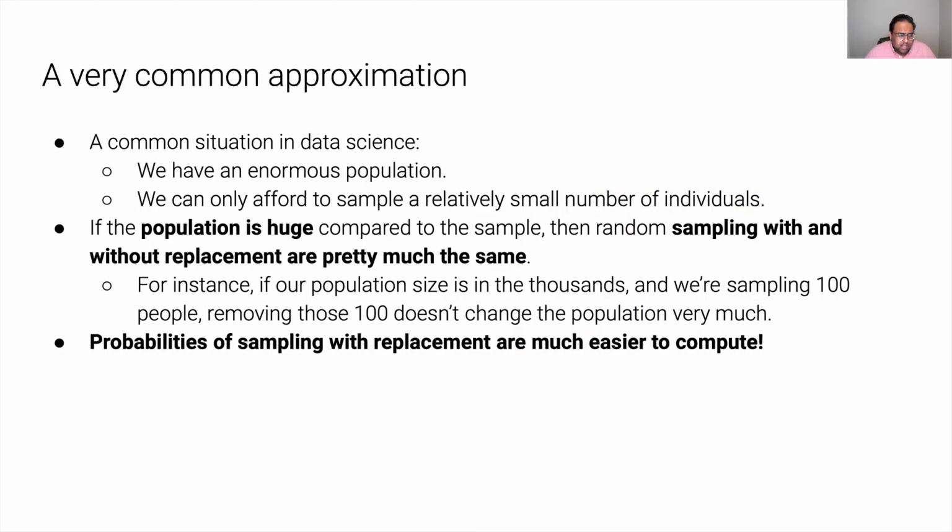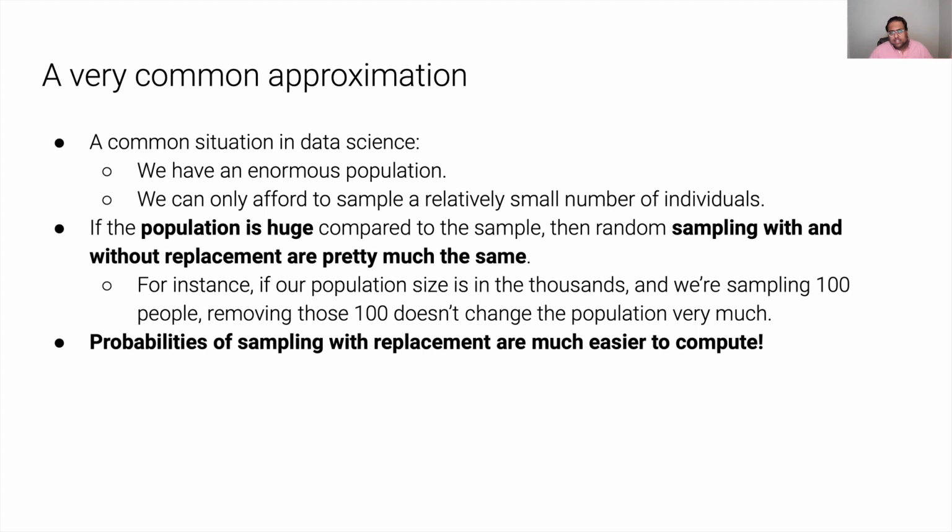We'll wrap up this video by talking about a very common approximation. We talked about both random sampling with replacement and random sampling without replacement. A very common scenario in the data science realm is that we have a massive population consisting of tens of thousands, hundreds of thousands, whatever people, and we can only afford to sample a relatively small number of individuals. In this setting, where our population is massive and our sample is pretty small compared to that larger population, random sampling both with and without replacement are very close to one another. They're pretty much the same in terms of the probabilities that are computed.